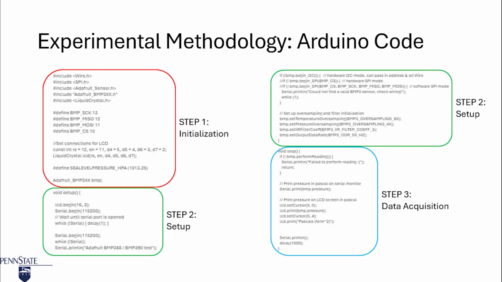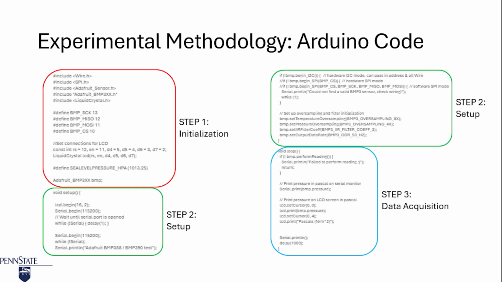To show off the Arduino code that we used to perform our data acquisition from the pressure sensor, we have basically 3 steps in which the code is doing. The first step is initializing the sensor and the LCD screen to the Arduino. The second step is just some basic setup things for the serial monitor and the LCD screen. And the third step is beginning the data acquisition from the pressure sensor and showcasing that onto the LCD screen.